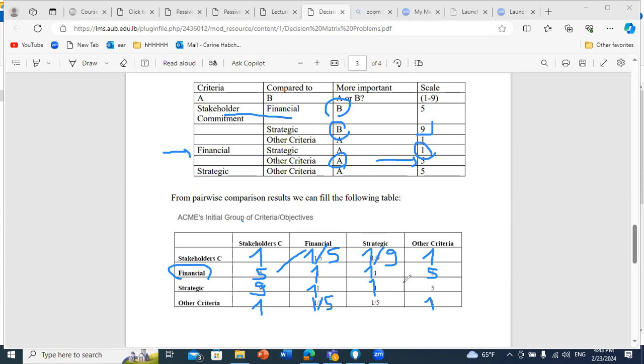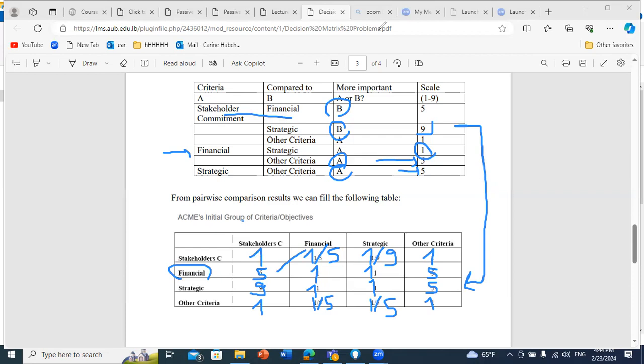And finally, I still have two places to fill. So I have strategic versus other criteria. Strategic is more important. I put the grade as it is. So I put 5, and I deduce that this will be 1/5. Okay. So this is the first step. It is the conversion from the statistics that you did to fill the grades table.